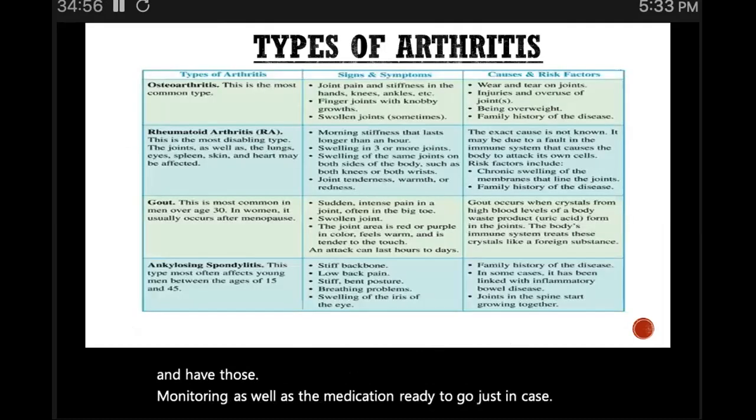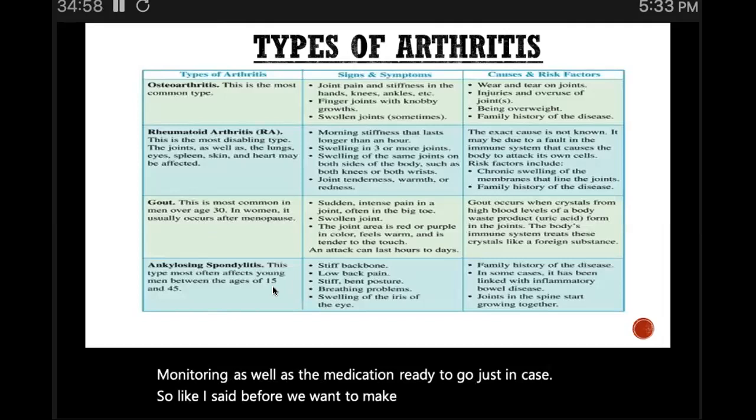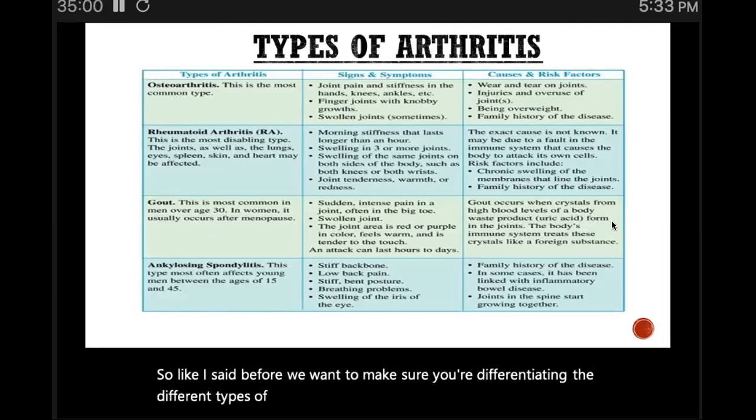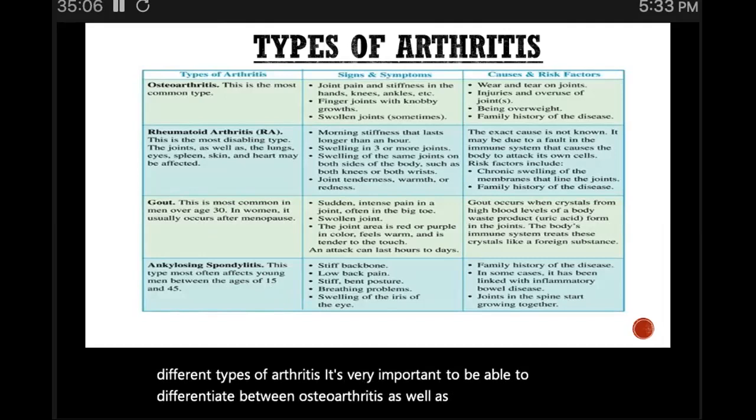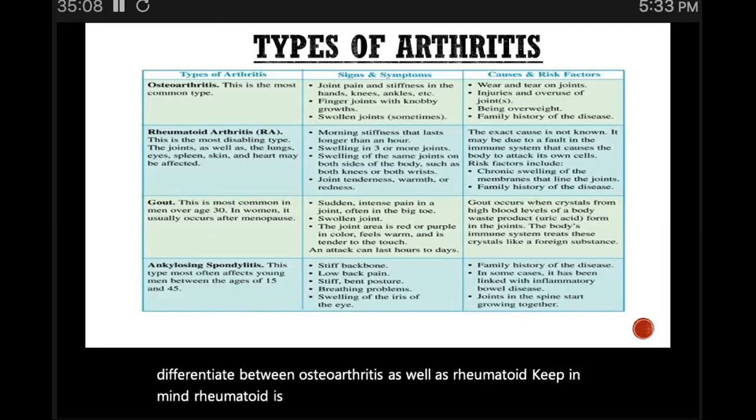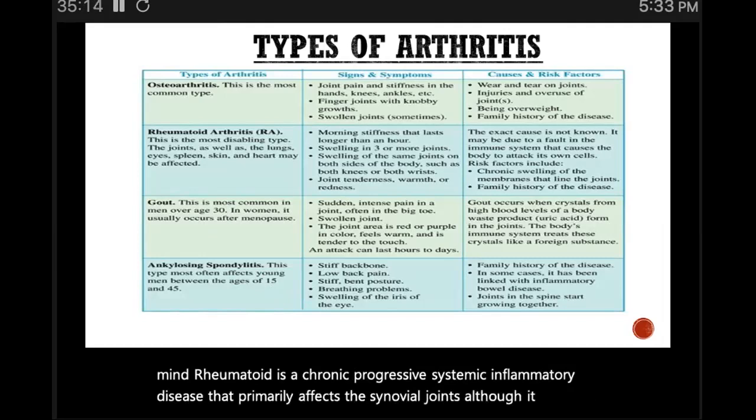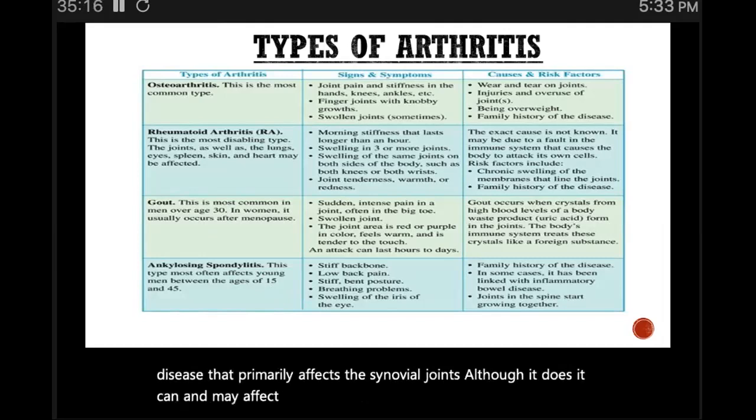So like I said before, we want to make sure you're differentiating the different types of arthritis. It's very important to be able to differentiate between osteoarthritis as well as rheumatoid. Keep in mind, rheumatoid is a chronic progressive systemic inflammatory disease that primarily affects the synovial joints, although it can and may affect many organ systems.